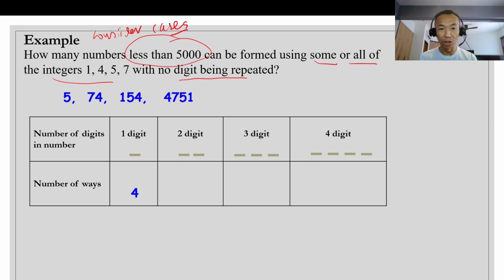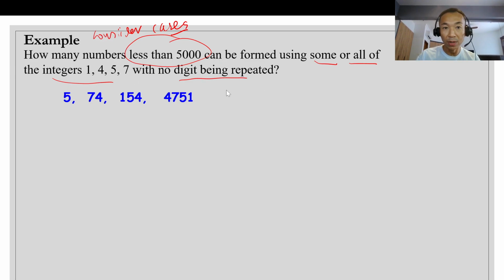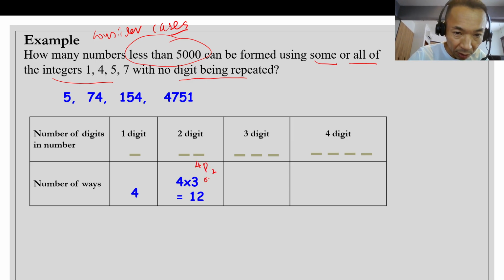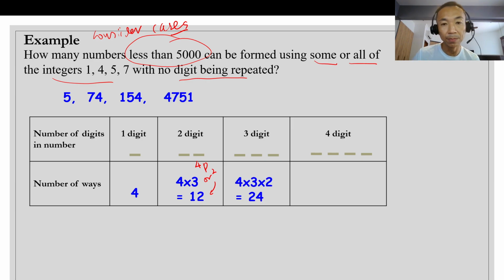What if you want 2 digits? For 2 digits, the first digit has 4 different ways because it could be 1, 4, 5, 7. The second digit cannot be the same, no digit being repeated. So it must be 4 times 3. Correct? Alternatively, you could say this is 4P2. It's the same.